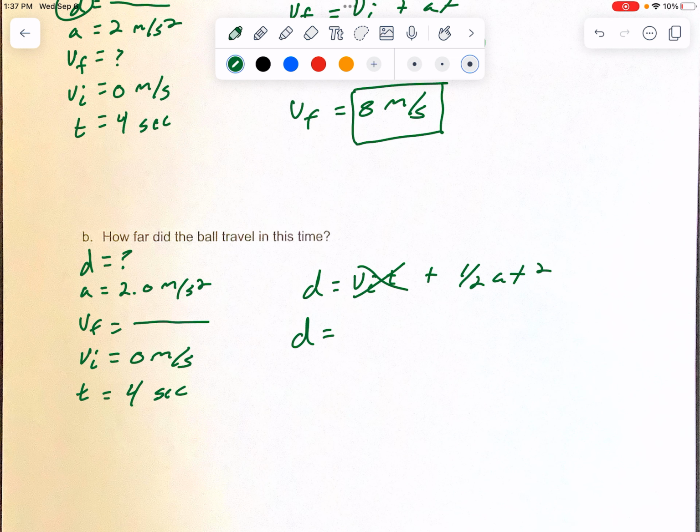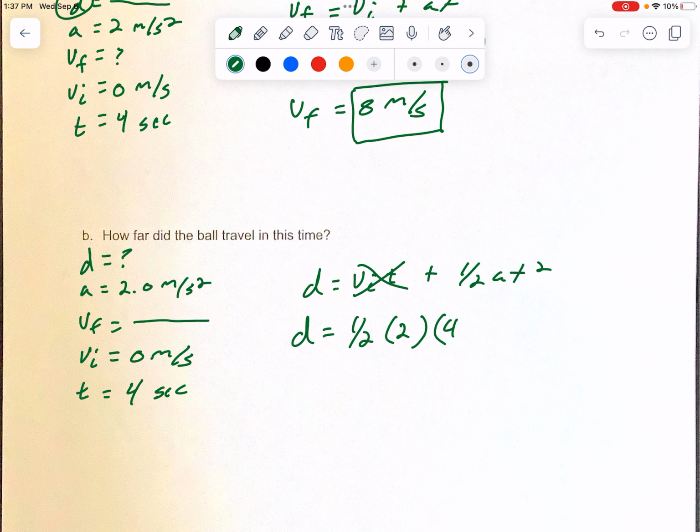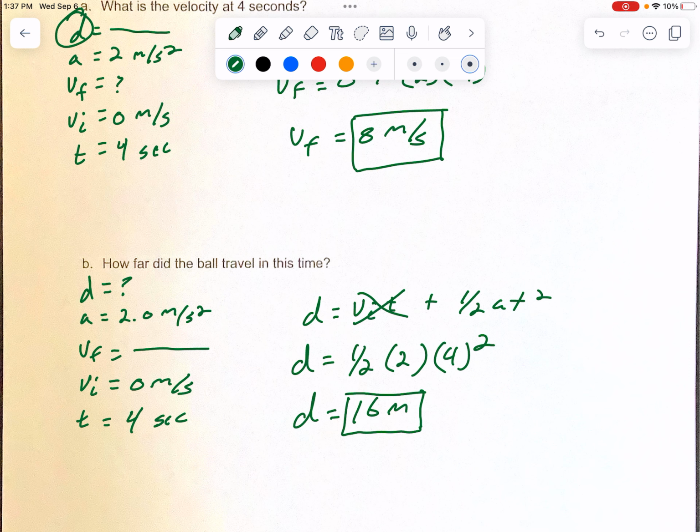So D equals 1/2 A, which is still 2, times time squared, so 4 squared. So again, be careful. The only thing we're squaring is that 4. So if we did our math correctly, that's going to come out to be 16 meters. And the next video is going to have a lot more examples on that. This was just kind of a basic get you going for the 5 kinematic equations.